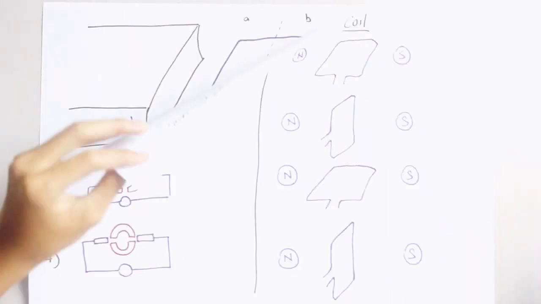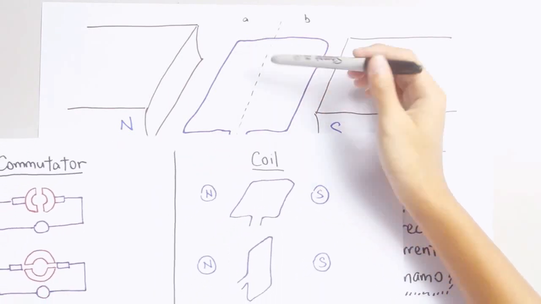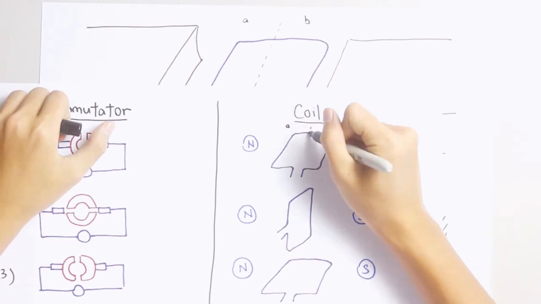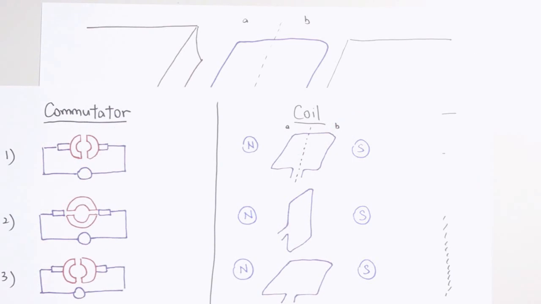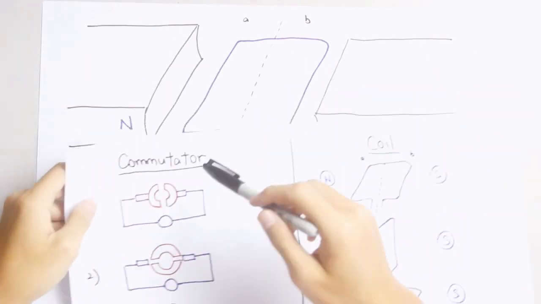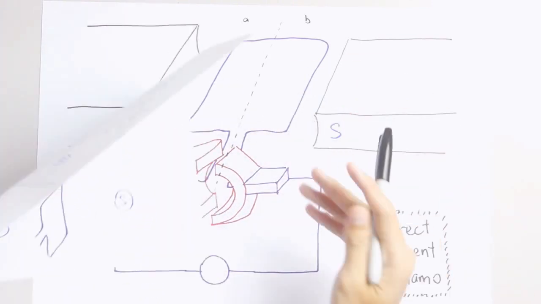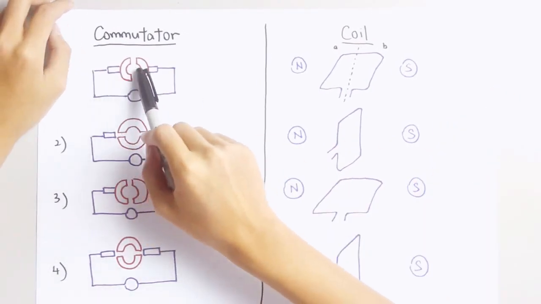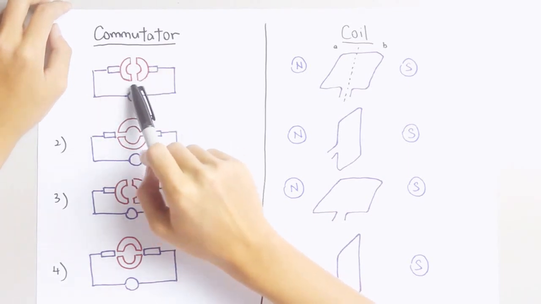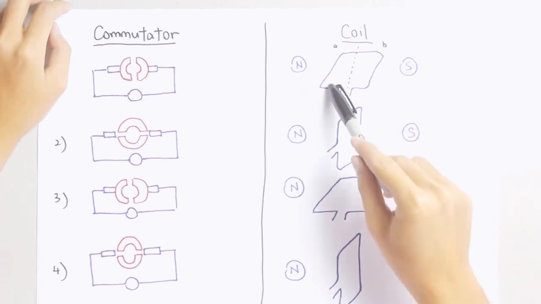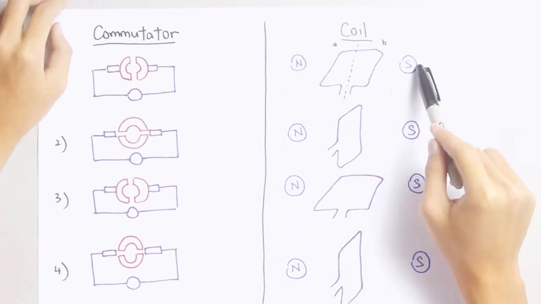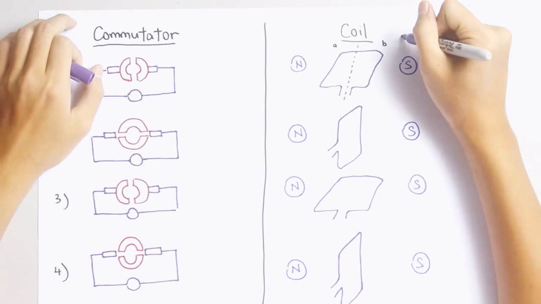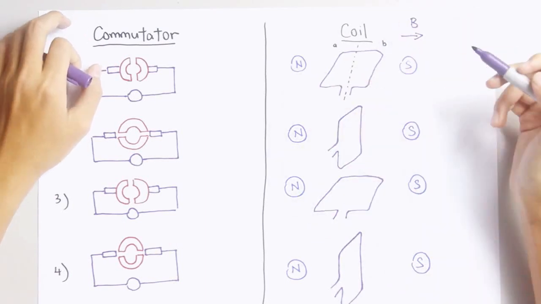I label the left side of the coil as A, and the other side as B. This is the axis of rotation. This is the commutator, this is the coil, exactly the same. This is a pair of commutators with carbon brushes and with a load. For the coil part, you have a north pole and a south pole of a permanent magnet, so the magnetic field is always in this direction, from north to south.